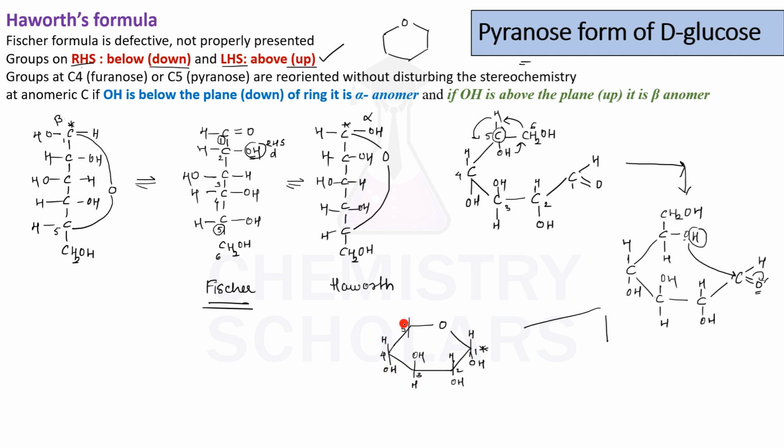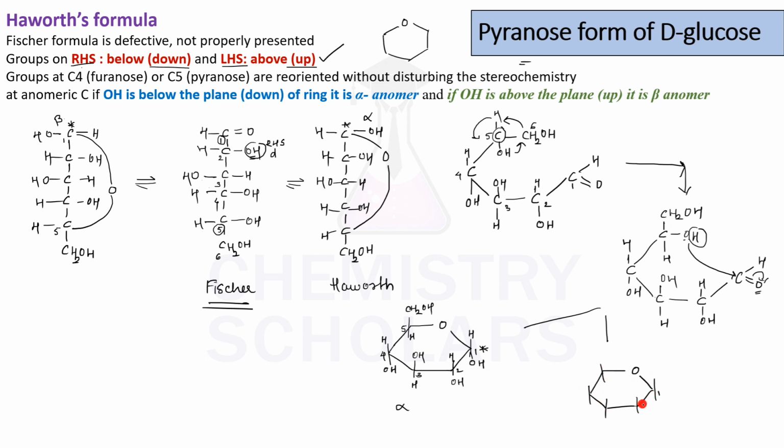Sometimes H is also not drawn. We just show OH up, down. That is also enough. This is which anomer? Alpha anomer. The reason it is alpha is because OH is down. What is the other possibility? Draw first the six-membered ring properly. Show the bonds.